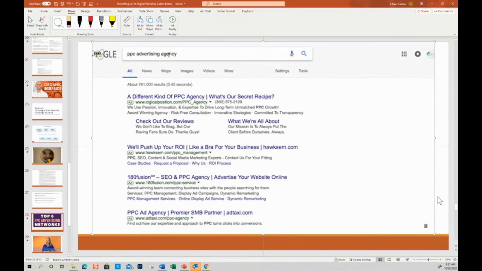So PPC advertising agency, it's a great way. Any keyword that you type in here, you're going to see really relevant ads and then really relevant search results. But based just around the ads, this is one of the best ways to reach people as they're looking to buy things. So Bing Ads, very similar to Google AdWords.